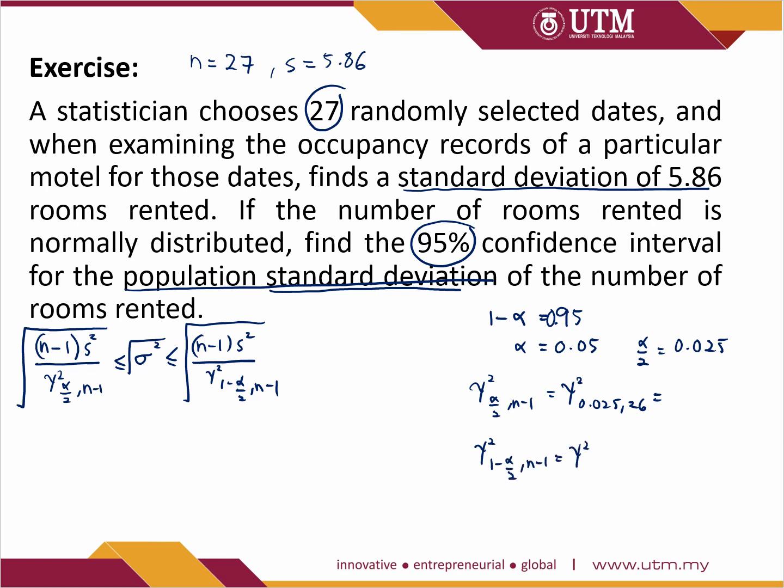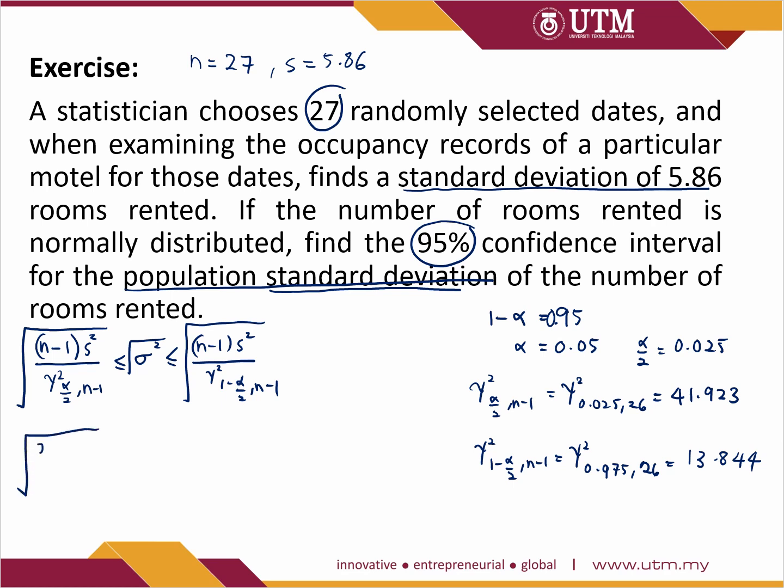So it will be chi-square 1 minus 0.025, which is 0.975. Using the chi-square table, you will get your chi-square for 0.025 and 26 as 41.923, and for 0.975 and 26 it would be 13.844. Now just substitute the values into this formula.